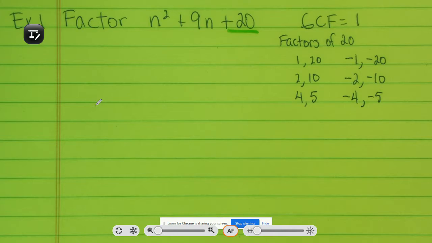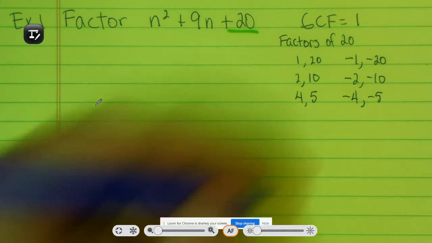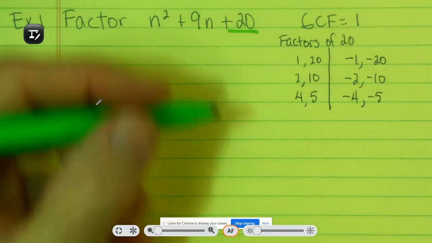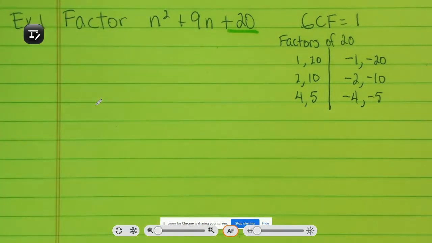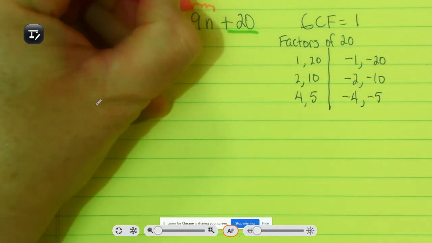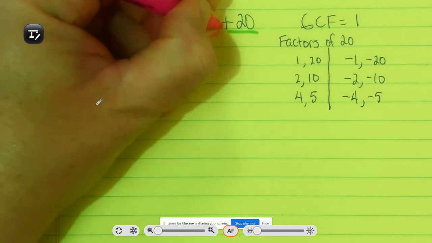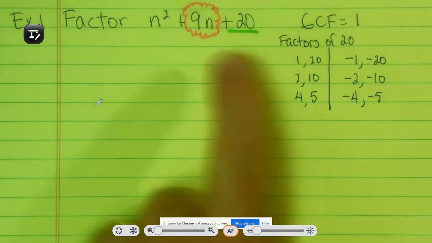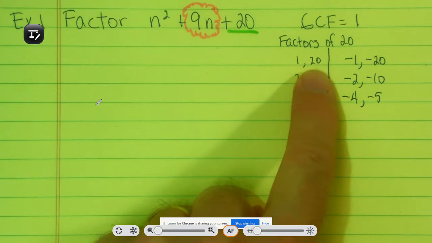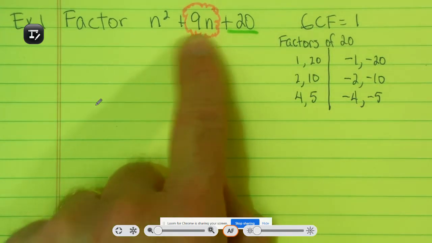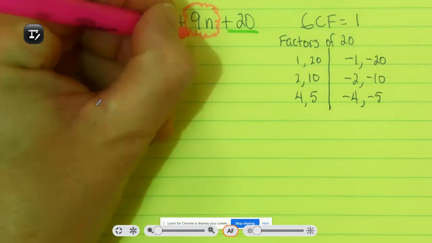Here's what I want to do. I want to take those sets of factors, and I want to look at which of those pairs, and I'm going to look at the center term. The center term here is 9n. Okay? I'm looking for the pair of factors that when I put them together, add them, or combine them, will give me a positive 9. Okay? And notice I said positive 9.